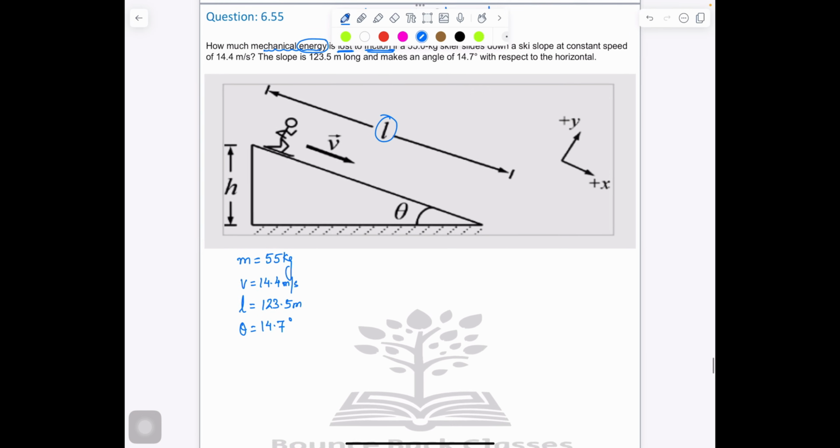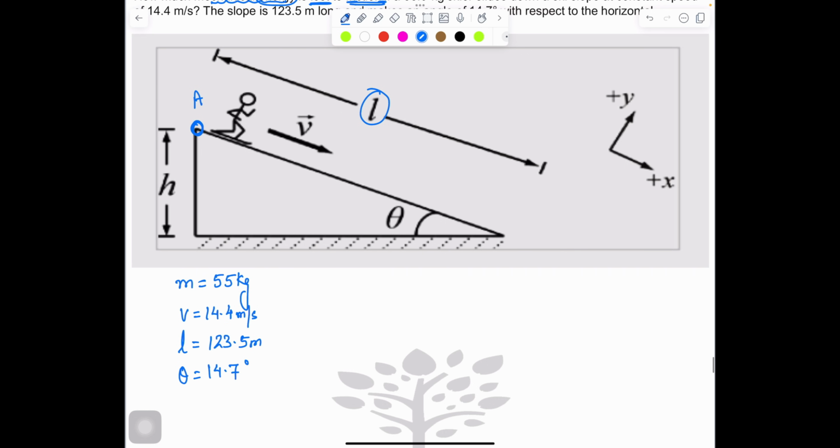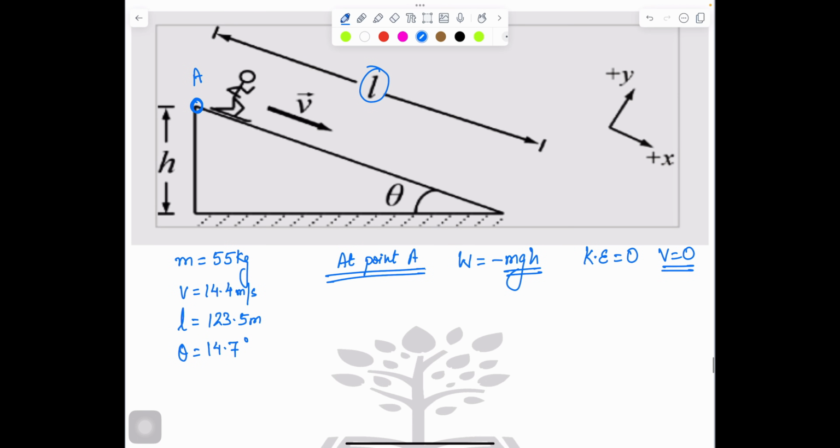Guys, this one is very, very, very easy. I told you, you need to find the value here. Let's say this is the point A. So at point A, what is the value you have? Work done is equals to negative mgh, yes or no? Because kinetic energy is 0, because velocity at the top is 0. So now you can easily solve them. And I told you in the previous question how to solve h.